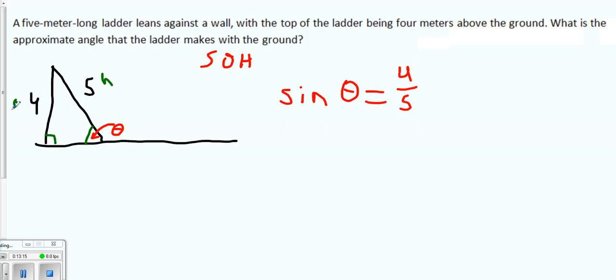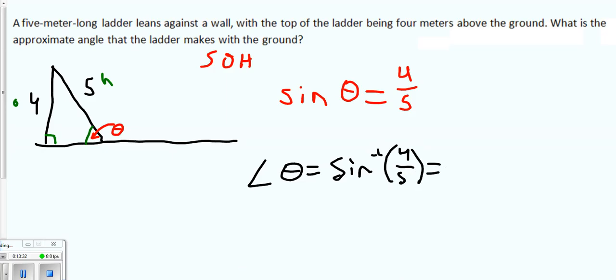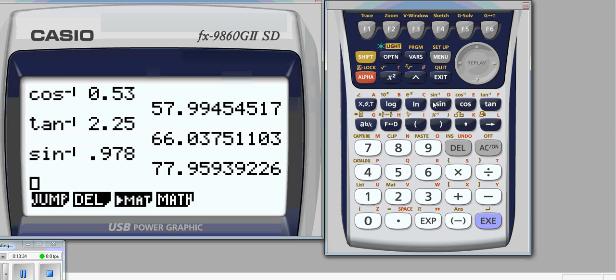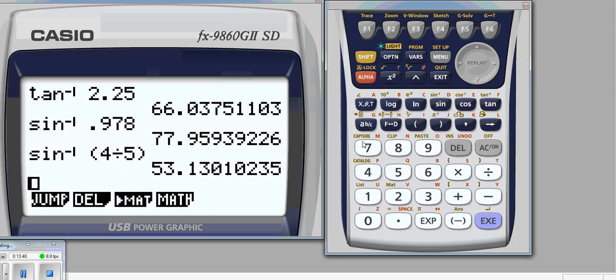4/5, opposite over hypotenuse. So to get theta alone, angle theta equals sine inverse of 4/5, which means, going back to our calculator, sine inverse of 4/5, 53.1 degrees.